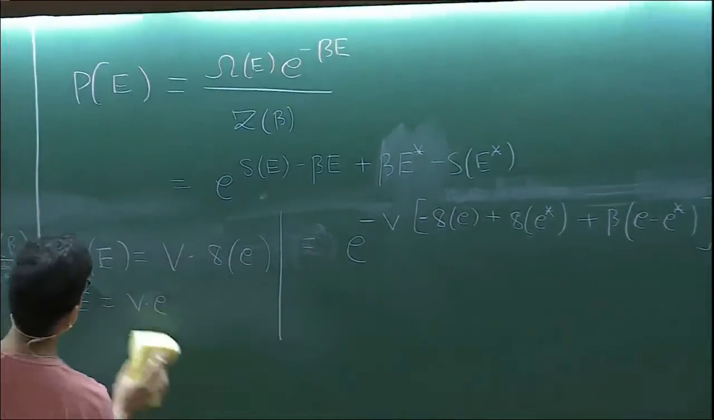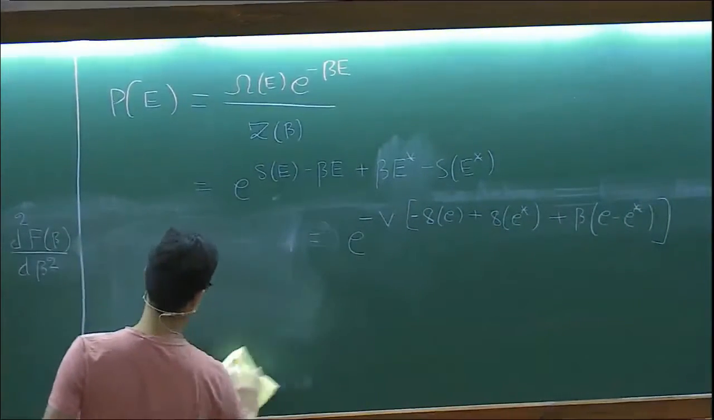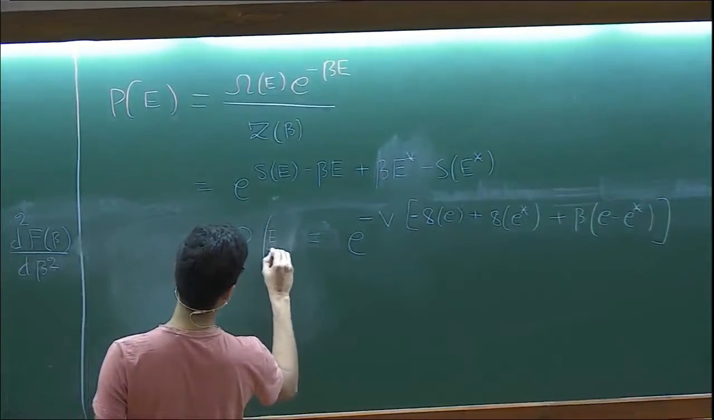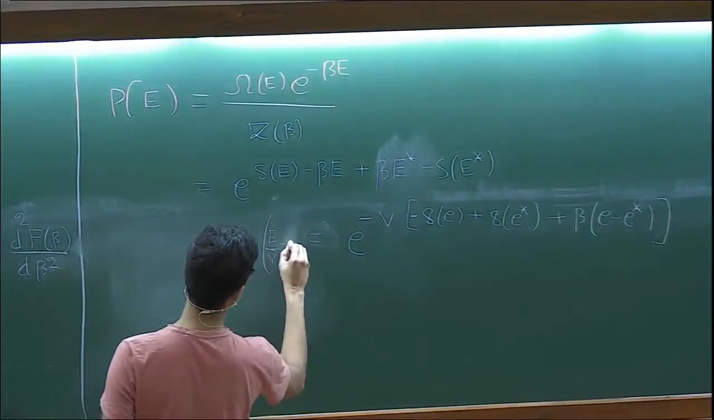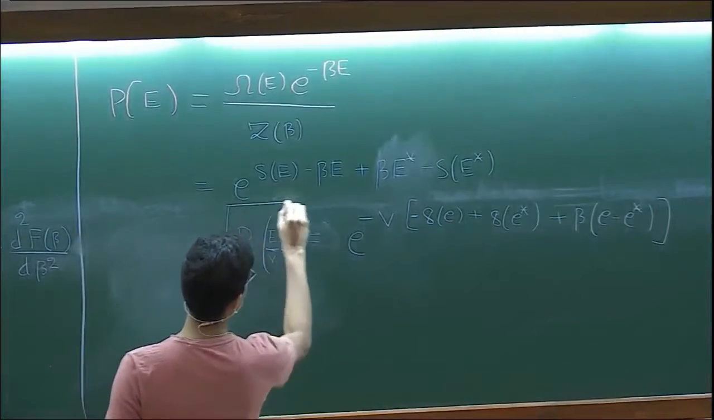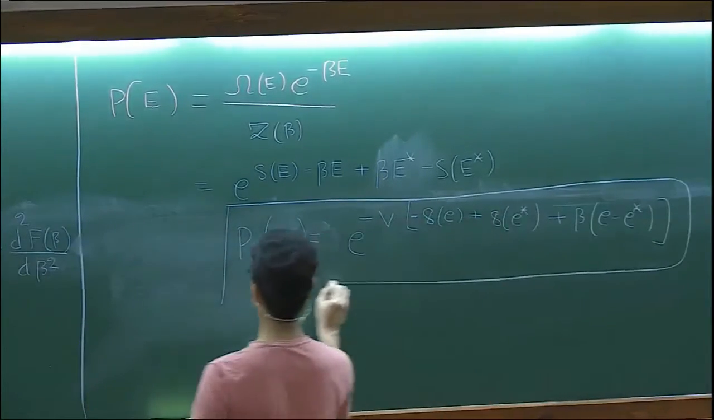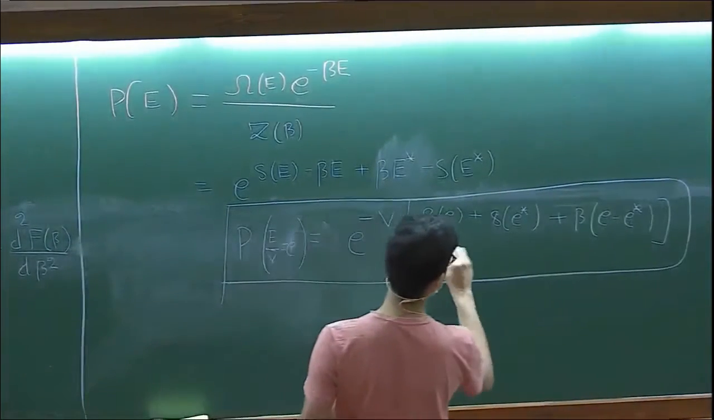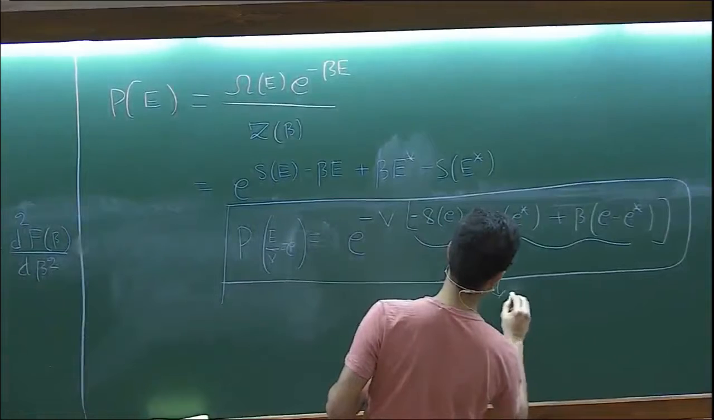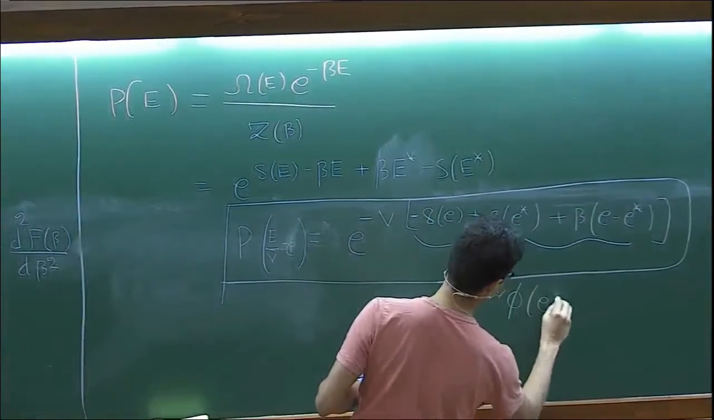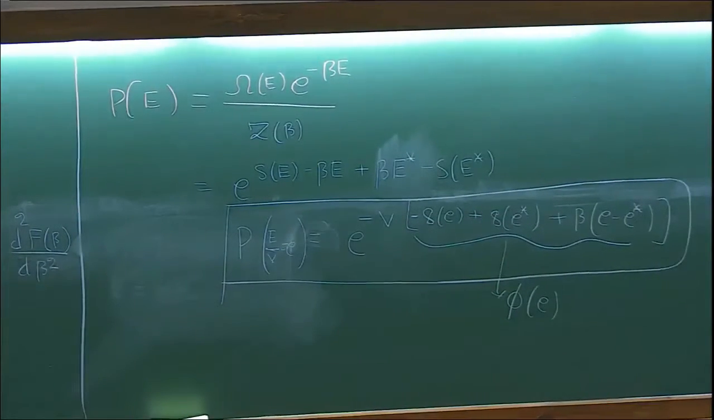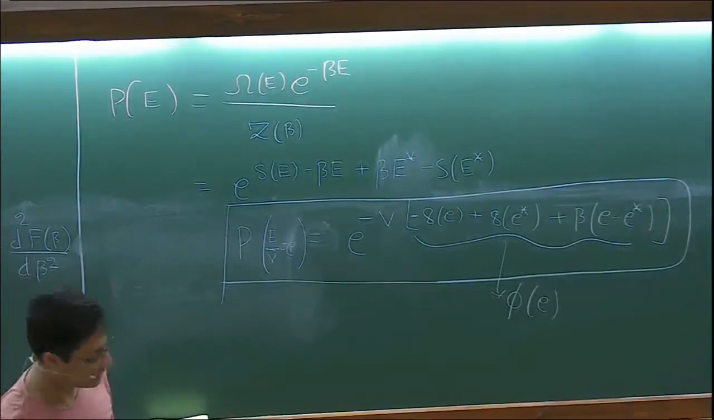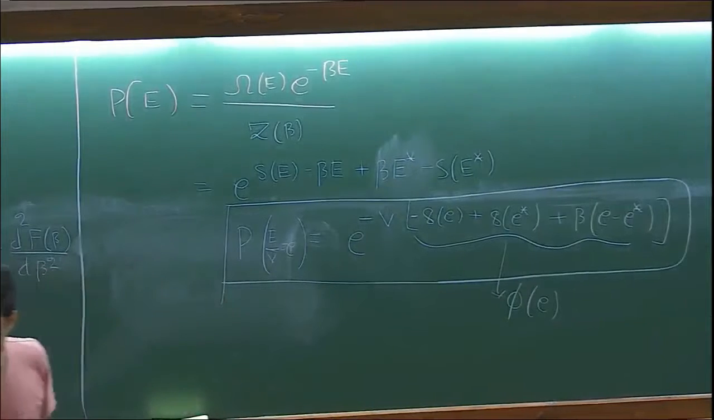So what does this say now? That if I'm now looking at the probability of E by V being small e, then I'm going to write it in this function, and this is a function which I will denote as phi of E. So this is actually called the large deviation form, and this function phi is the large deviation function.